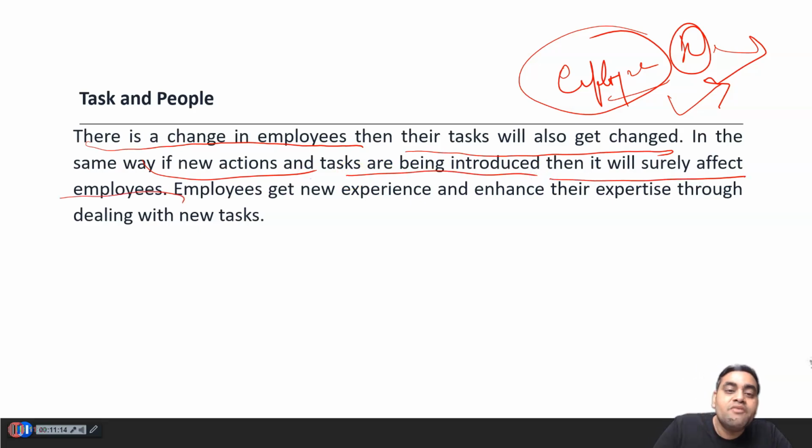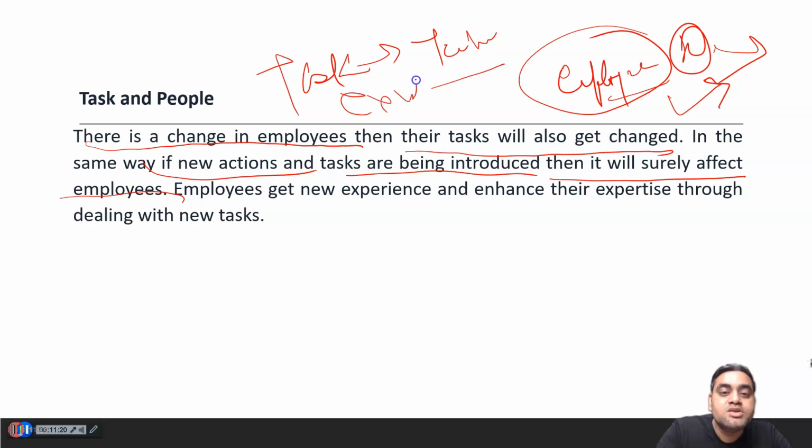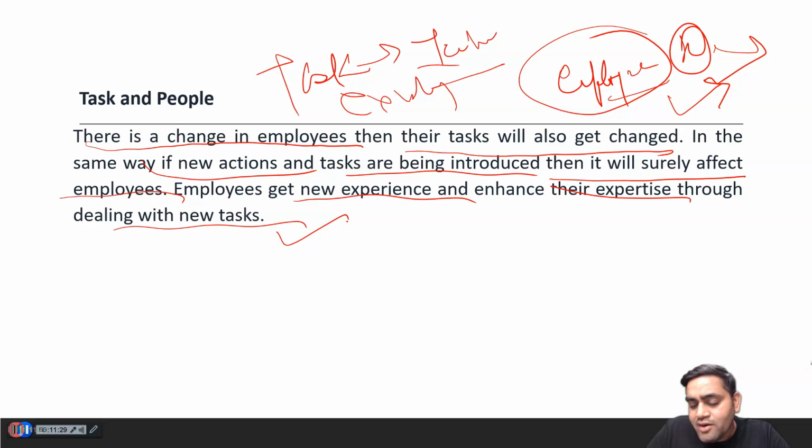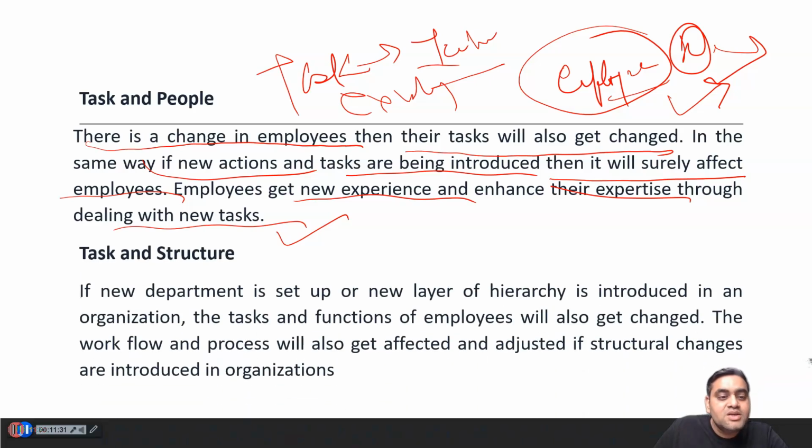So if you are introducing a new task that requires more technical proficiency, it is possible that your existing employees may not be able to do it, and you may have to bring in new people who have more experience and expertise to do the new task. So it will affect people, right? Task will affect people. The next important thing is how task will affect structure.